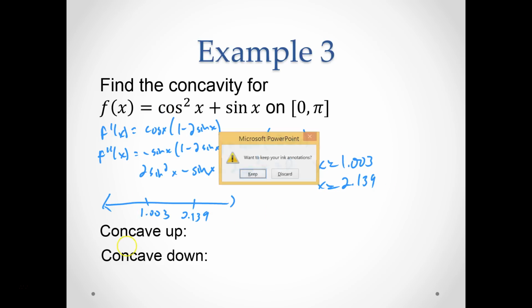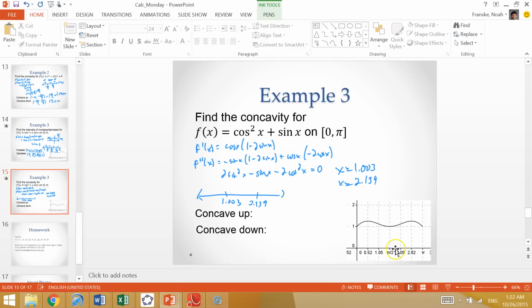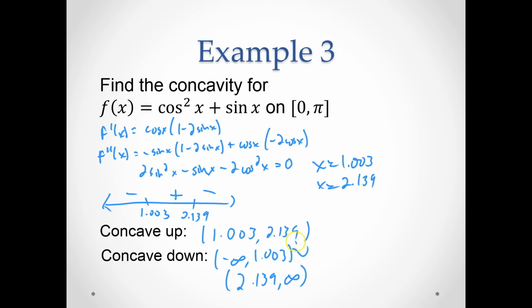So if we think back to our Desmos graph here, we see that we have a negative second derivative because our y values are below the axis until 1.003. Then we change to positive and then back to negative. So we go negative, positive, negative, which tells us the concavity of the graph. We're concave up in between there, 1.003 to 2.139. And then we're concave down from negative infinity up to 1.003, and also from 2.139 off to infinity.